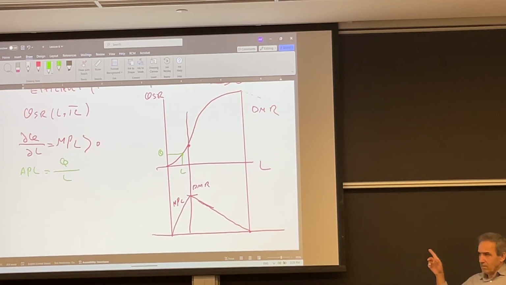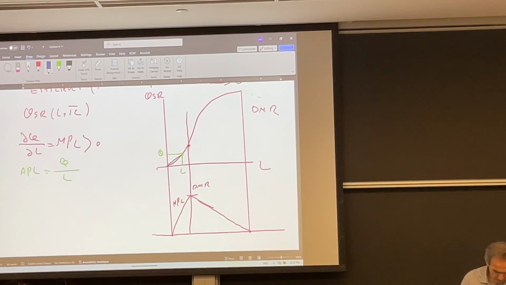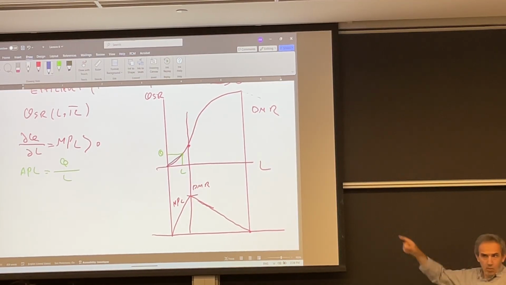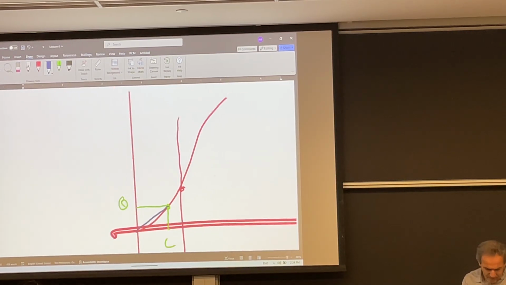At that point, visually speaking, what will be APL? It must be the slope of this line. That's math, right? Q divided by L is the slope of a straight line from that to that. The slope of the blue line is APL. That's geometry. Make sense?